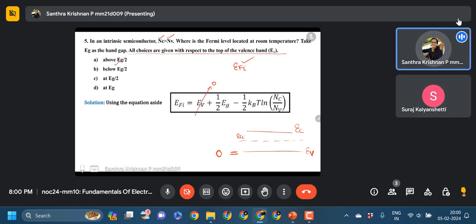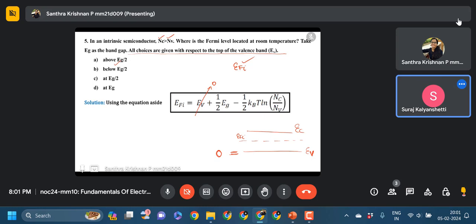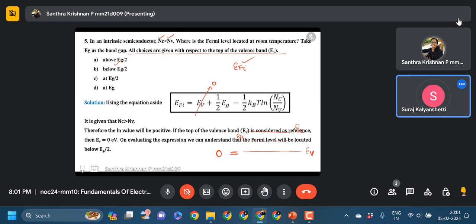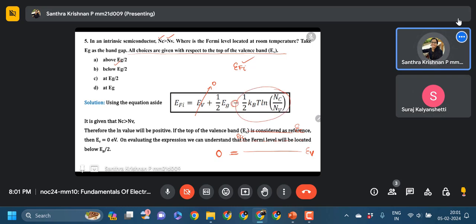So then what will be the case if NC is greater than NV? Then it'll be positive. So it is half of EG minus this value, which is positive. So it is EG minus something, so it will be below EG by 2. This is your answer. Correct, below EG by 2.